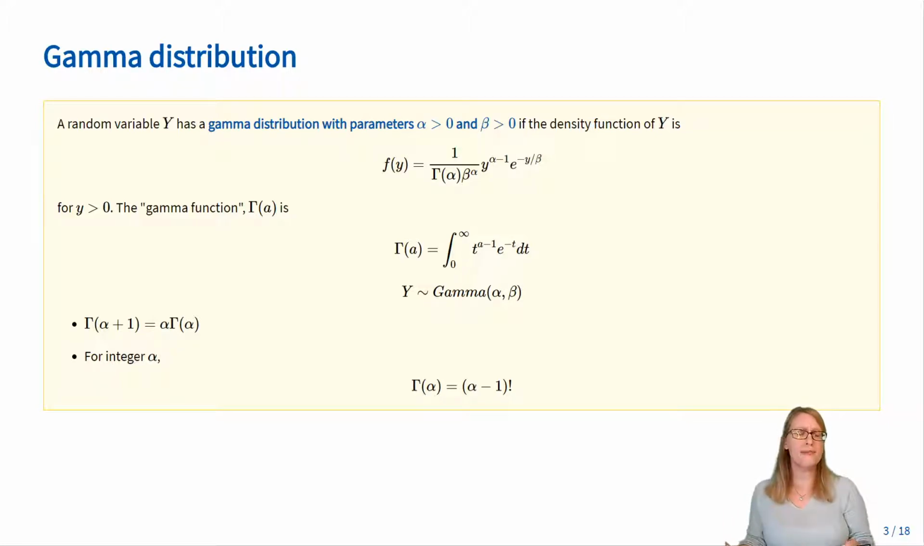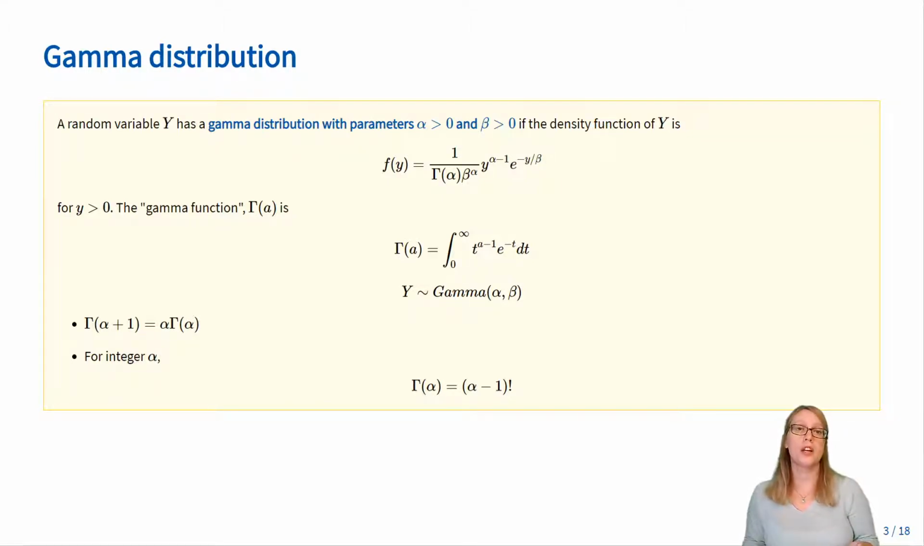Now let's talk a little bit about the gamma function if you haven't seen this before. The gamma function, capital gamma of alpha, or of some general value a, is evaluated like this. The gamma function is the integral from 0 to infinity of t raised to the a minus 1 power times e to the negative t dt.